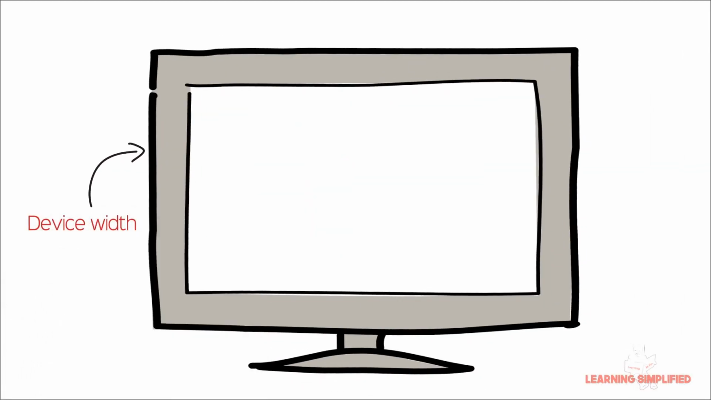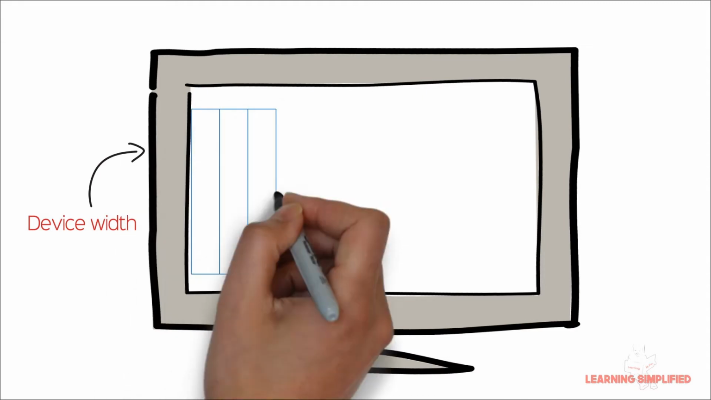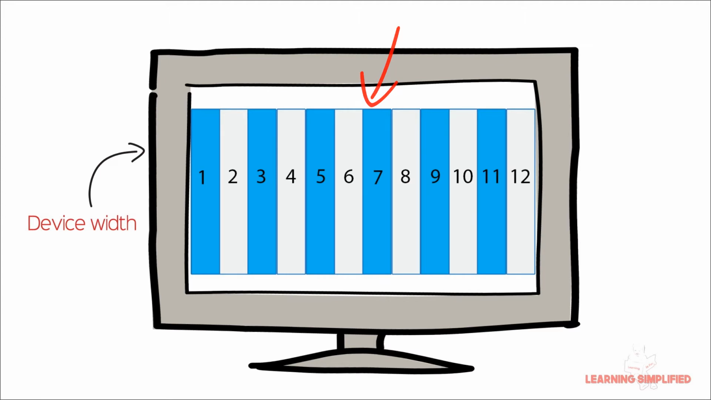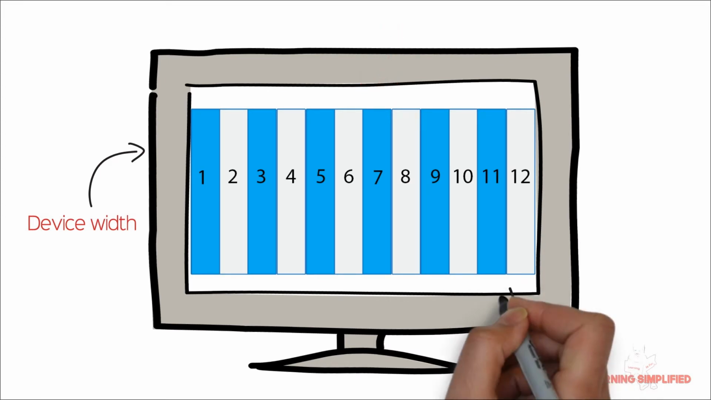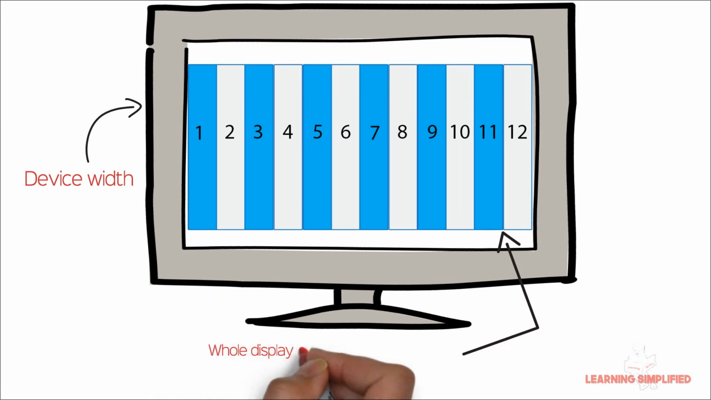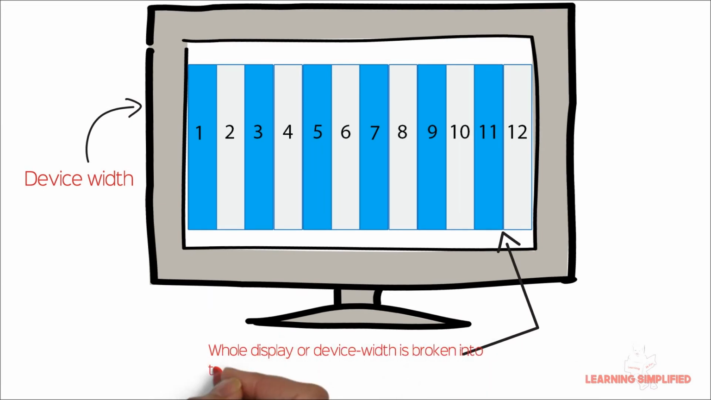Now let's assume that this is a larger screen with larger definition, which is being divided into 12 grids, as we can see, and the contents are lying within these 12 grids, as we can see over here. This whole display or device width is broken into 12 parts. Contents are coming horizontally for larger and medium preview.